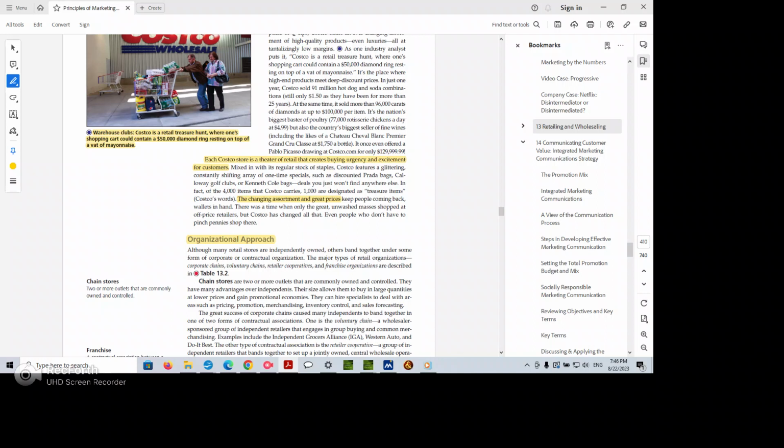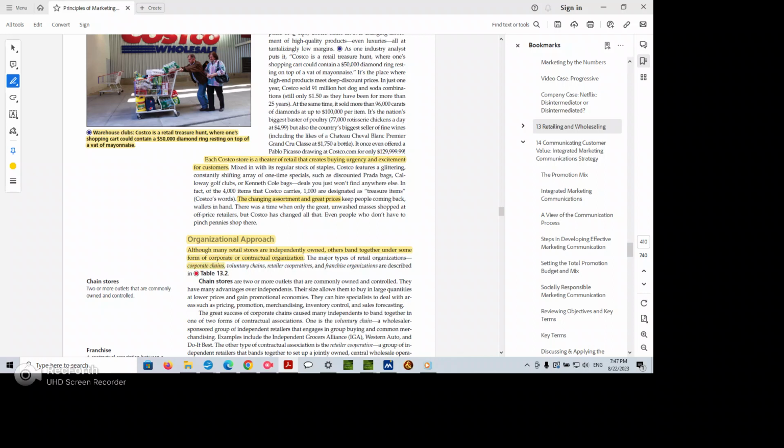Let's talk about the organizational approach. So we talked about value from a customer's point of view in terms of what the retailers are and what they do, and how it benefits customers. All right. In terms of the organizational approach, although many retail stores are independently owned, others band together under some form of corporate or contractual organization. Right, so that's the premise.